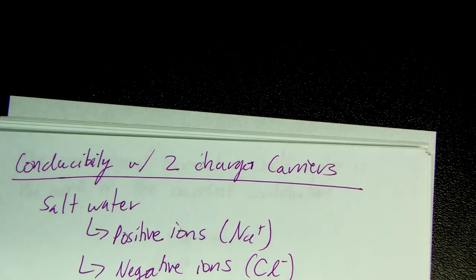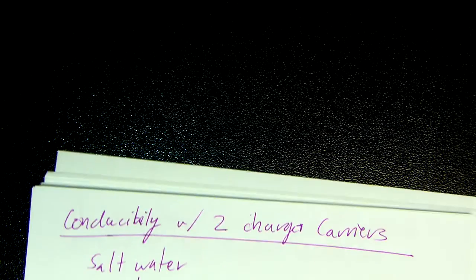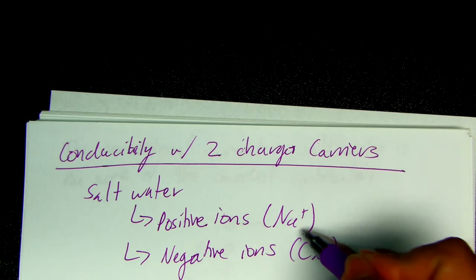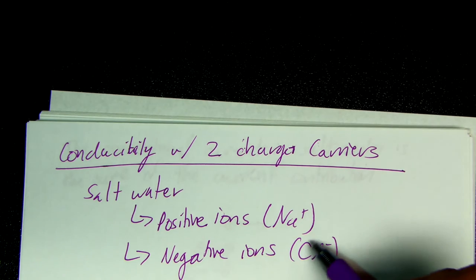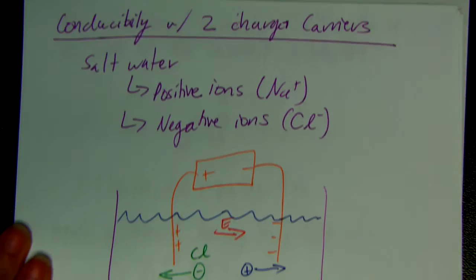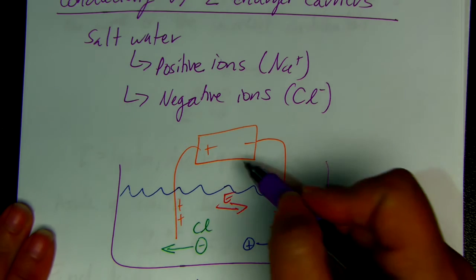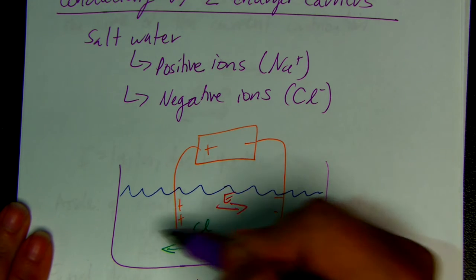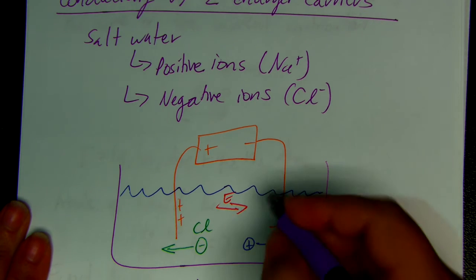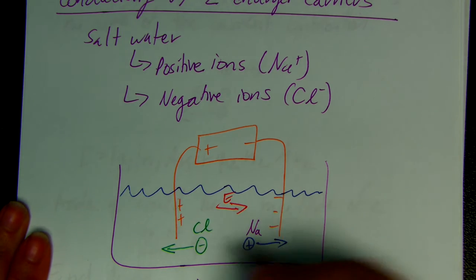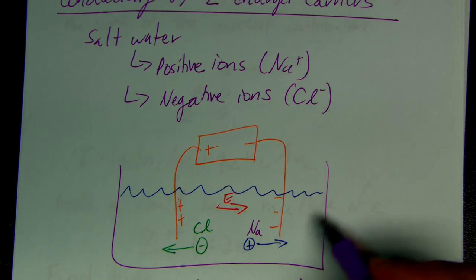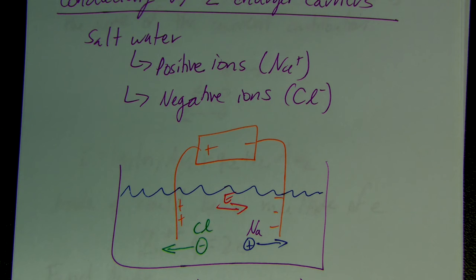Okay, so let's look at conductivity in something with two charge carriers. Salt water has positive ions, the sodium, and negative ions from the chloride in sodium chloride. If you fill a container of salt water and you run a current through it, the chloride ions are going to go opposite the direction of the field, and the sodium ions are going to go in the direction of the field. And because you now have a moving charge, you now have a current.